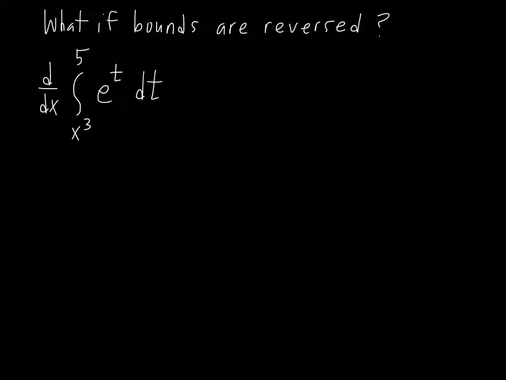Okay, well, what about a situation if our bounds are reversed? In other words, once again, we're taking the derivative of an integral, but now the constant is up top and the variable part of it is in the bottom. Well, here we just need to use a property of a definite integral. If we just negate this, then we can flip this around to where we see the variable up top and the constant in the bottom.